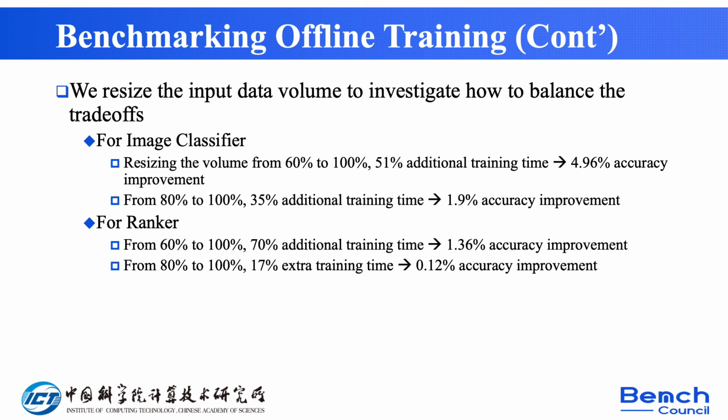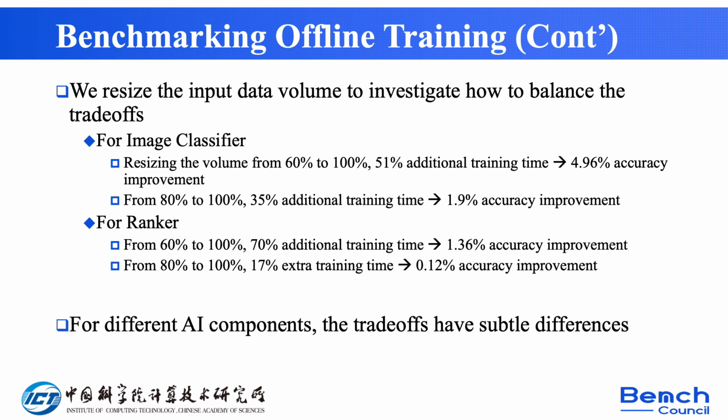For ranker, 70% additional training time brings 1.36% accuracy improvement, and 17% extra training time brings 0.12% accuracy improvement. And for different AI components, the trade-offs have subtle differences.